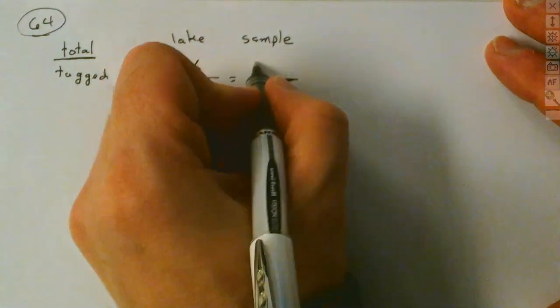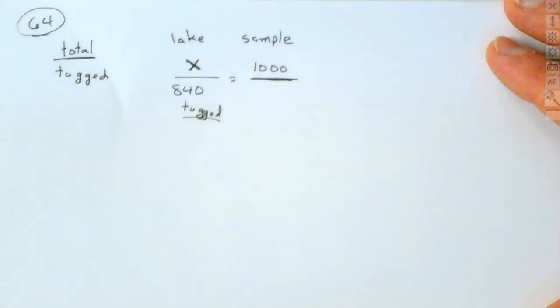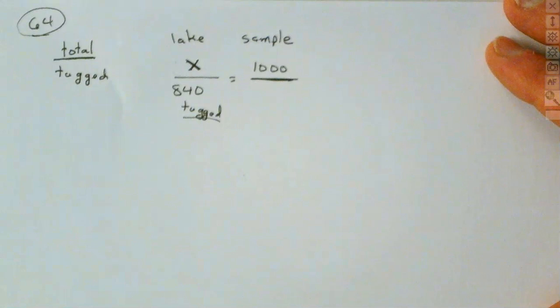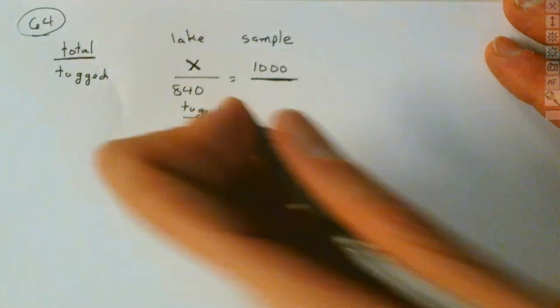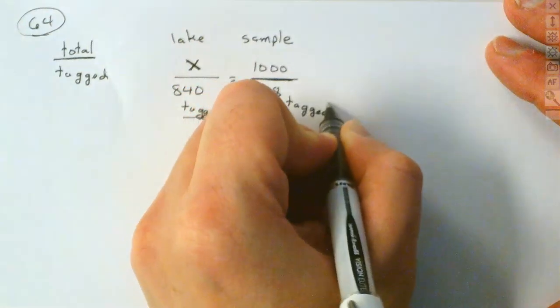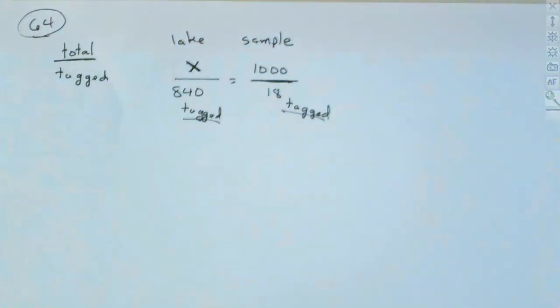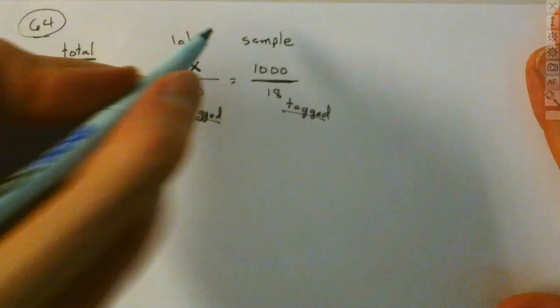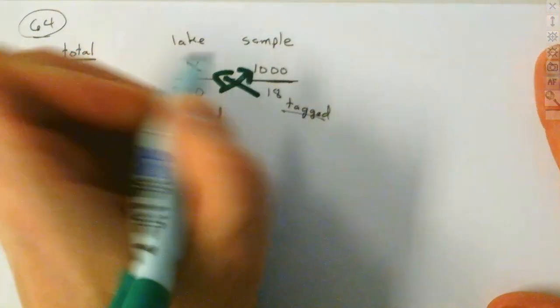1,000. And of that fish that I sampled, how many of them were already tagged? Yep, 18, isn't it? Okay, so that's going to go here. So 18 of those were tagged. Now we can cross multiply, and we should be able to get a rough estimate on how many fish are in this lake.